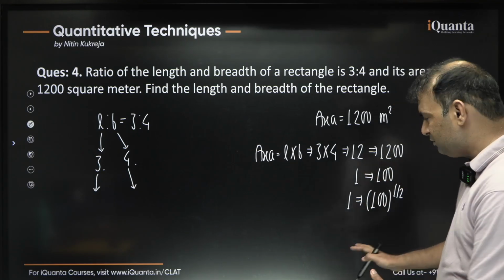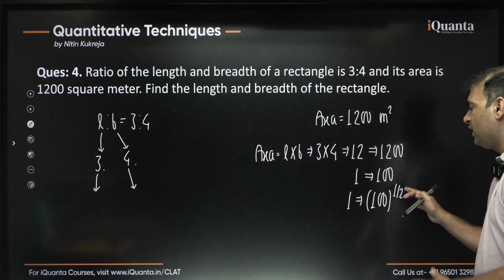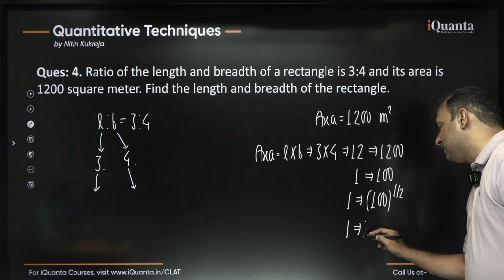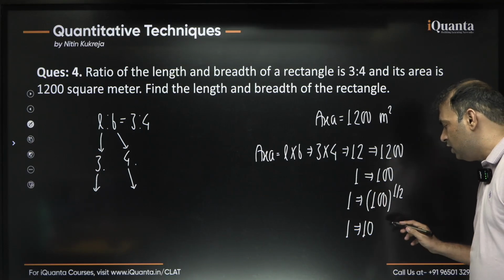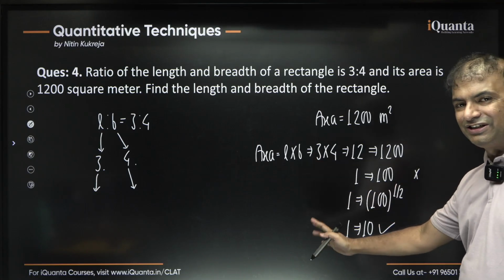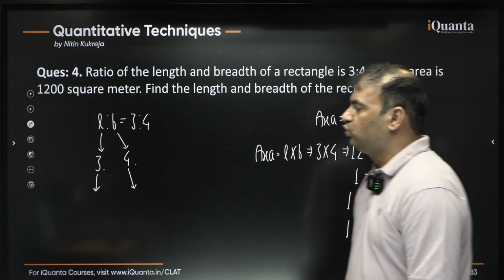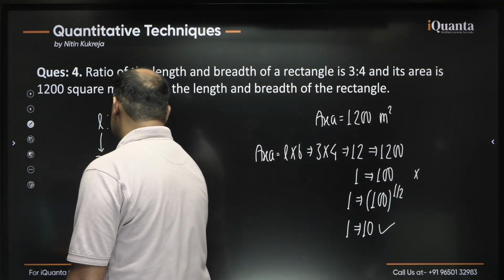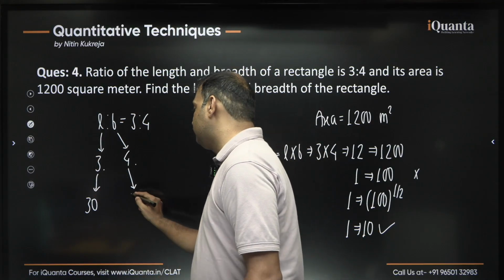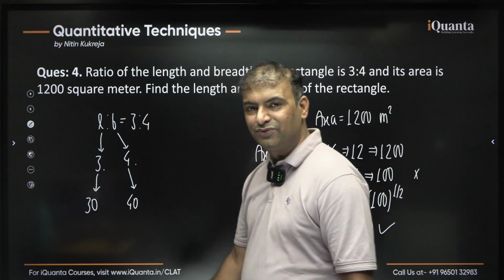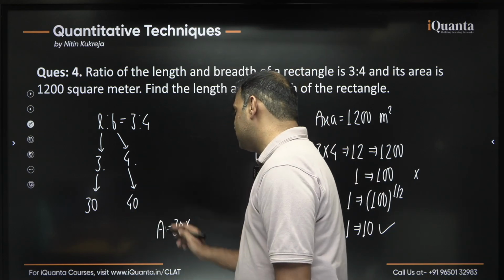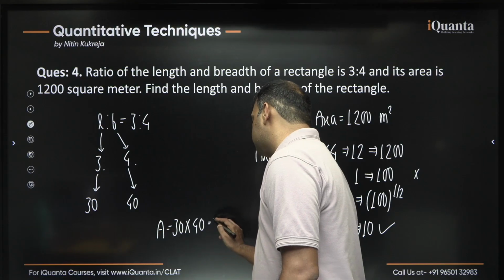Let me show you. 1 is the square root of 100, and we all know the square root of 100 is 10. So 1 is not 100; 1 should be 10 in this particular question, because this is about multiplication. If 1 is 10, then 3 will be 30, and 4 will be 40. Now if you want to cross check, you can. Area is length into breadth. Length is 30, breadth is 40, and that product is 1200.